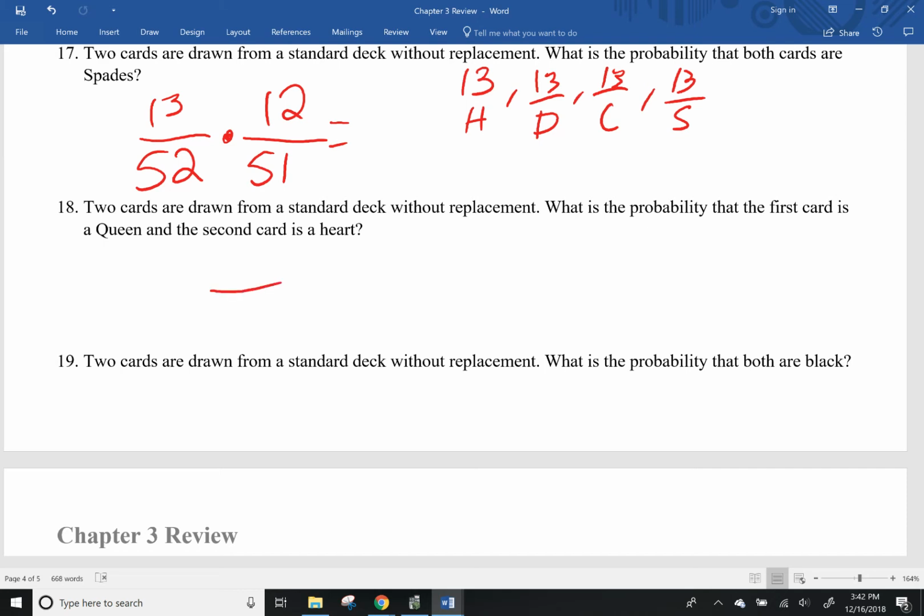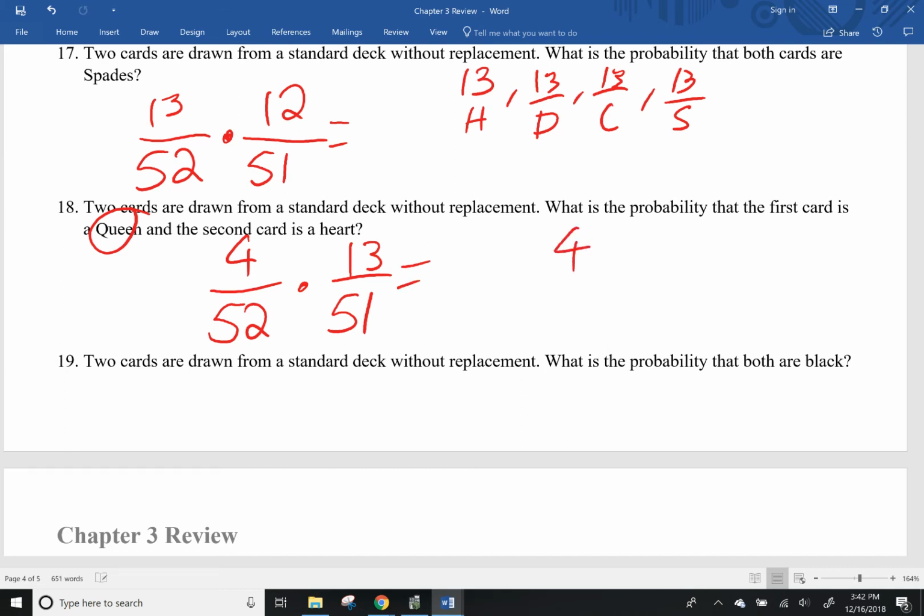All right, so the first card is a queen. There are 4 queens in a deck of cards, and there are 52 cards in total. Now, assuming we didn't choose the queen of hearts, then there would still be 13 hearts in the deck out of 51 cards remaining in the deck. Because remember, I already picked a queen out, so there's already 1 card short, so there's 51 cards left. So that's one option. That could be a total.